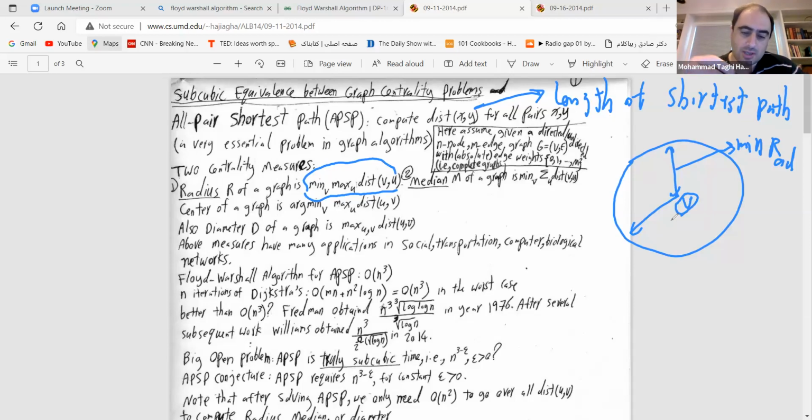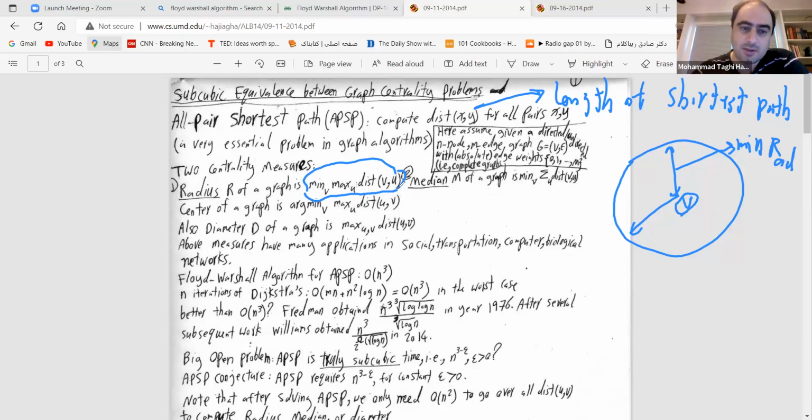Is the definition clear? Please unmute and answer. Yes, it's clear. Great.